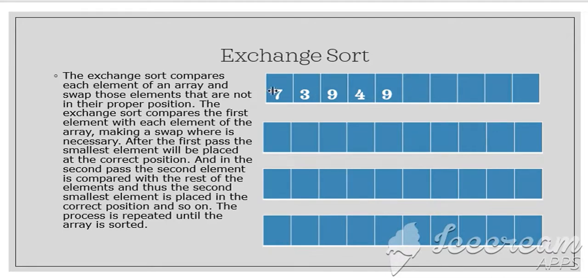So in the first pass, what we do is that we take the first element and compare it with all the rest of the elements. That is, 7 is compared with 3, whether 7 is greater than 3. And if it is greater, 7 and 3 are swapped. And in this example, 7 is greater than 3.